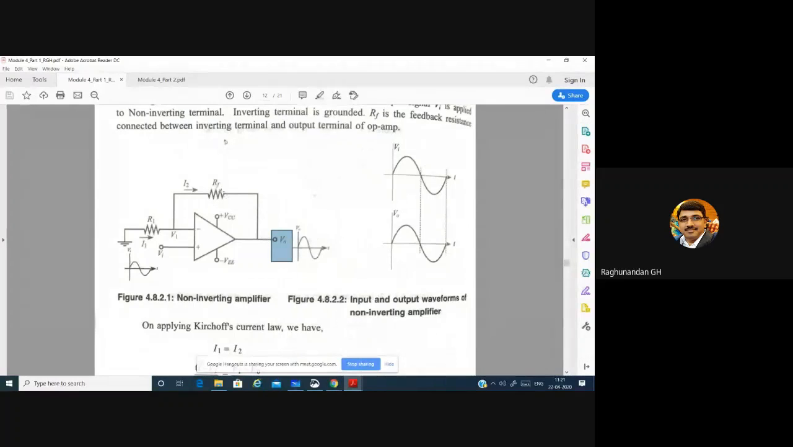Whenever you give feedback to the negative terminal, that is the inverting terminal, the gain can be adjusted, and in no way can the gain be increased. It can only be decreased. The gain cannot be increased when you give feedback to the negative terminal.